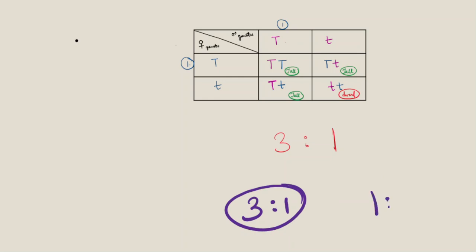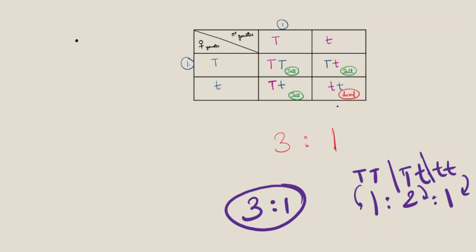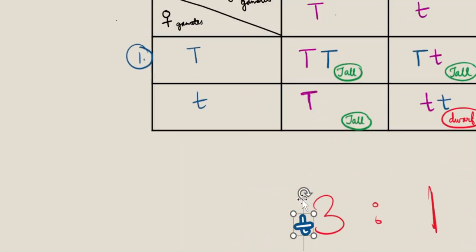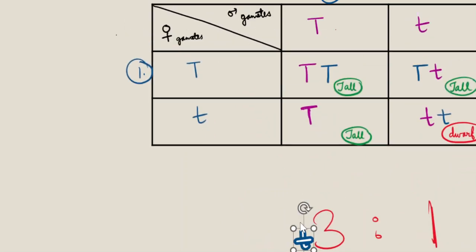You can also get 1 as capital T capital T, 2 as capital T small t, and 1 as small t small t. This is the thing which I have shown here also. So this is about Punnett square representation. You can show what the fusion is, what the possibilities are, and explain it by showing this particular representation.